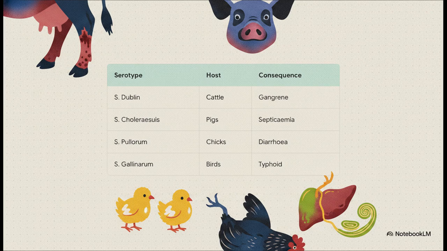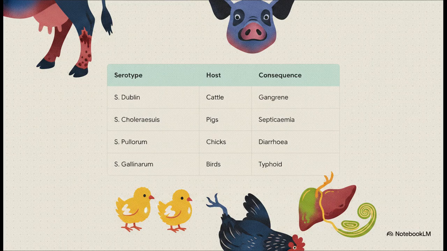What's really fascinating here is how incredibly host-specific these consequences can be. The exact same bacterial genus causes wildly different symptoms depending on the animal. Take Salmonella Dublin, for instance. In cattle, it causes enterocolitis, abortion, and even terminal dry gangrene of the hind limbs and ears because of local blood flow loss. Wild, right? Then look at Salmonella Choleraesuis in pigs. It causes enterocolitis and septicemia, but visually, you get this characteristic bluish discoloration of the ears and snout.